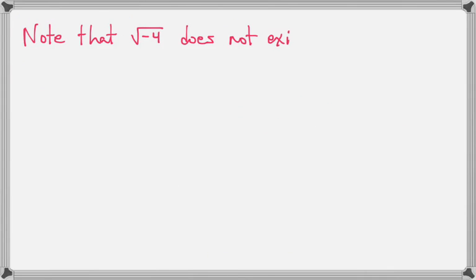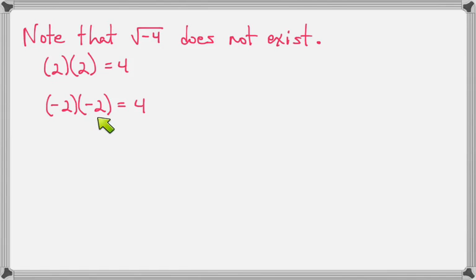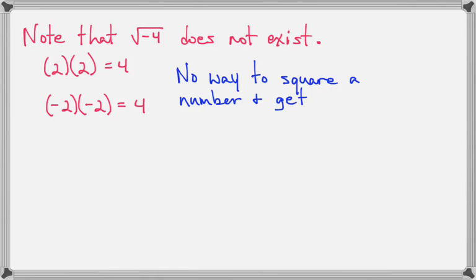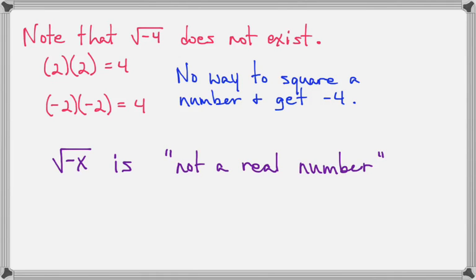Now, if you have a negative underneath the radical, that number does not exist. The square root of negative 4 does not exist, because 2 times 2 is 4, and negative 2 times negative 2 is also 4. There's no way to multiply a number times itself and get a negative answer. That's why we can't have something like this going on. No way to square a number and get a negative answer. So anytime we see the square root of a negative, for right now, we are simply going to say that that is not a real number.